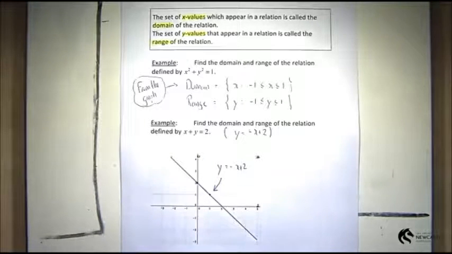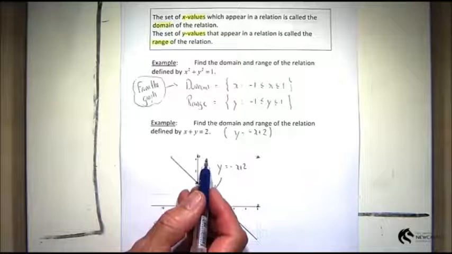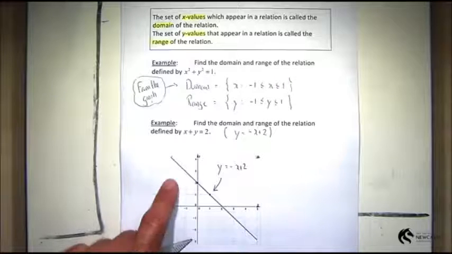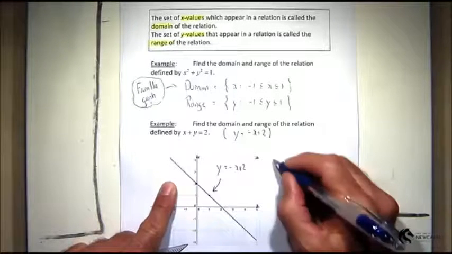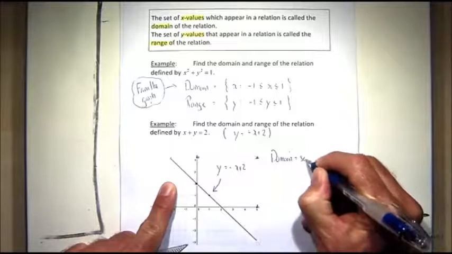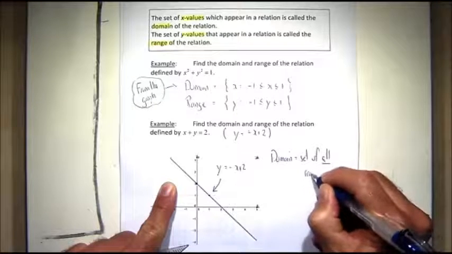And you can see that no matter what x value you choose, if I choose this x value, there will be a point on the relation. Right? This goes forever in both directions. So in this case, the domain is every real number. So the domain is equal to the set of all real numbers.